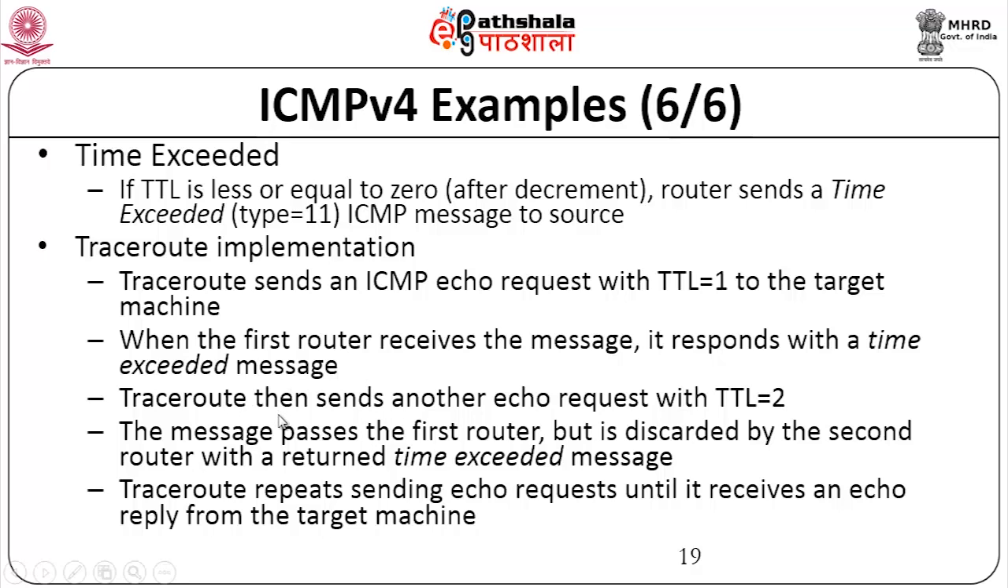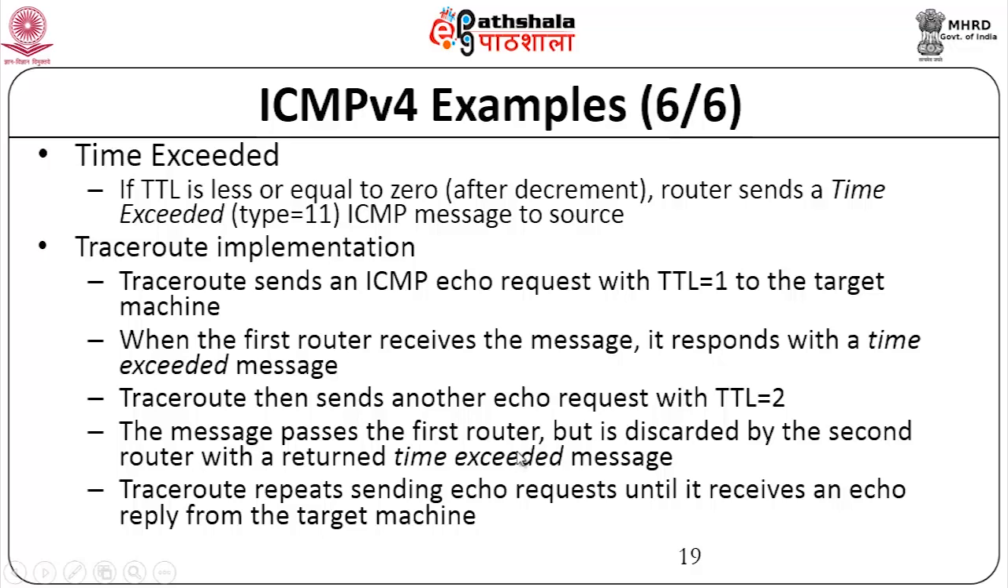Next you send another message, the same echo message, but with the TTL value set to 2. Now what happens? It will pass the first router, but it will be discarded at the second router, and the second router will send a time exceeded message. Now I have got the address of the second router as well. Now you keep doing this, incrementing the TTL value and sending the packets.